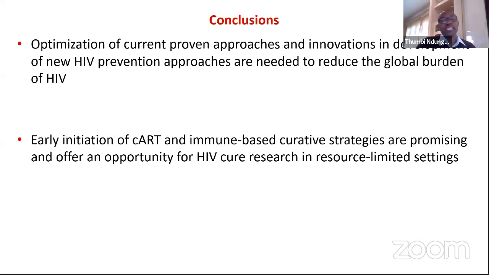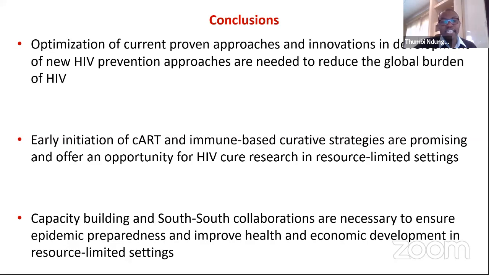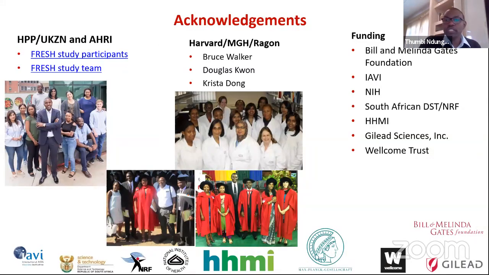So just to conclude, I would like to say that optimization of current proven approaches for HIV prevention, as well as innovations to develop new approaches such as vaccines, is needed because the global burden of HIV remains extremely high. I think we need to be looking at new opportunities for HIV cure or achieving long-term remission of HIV, particularly immune-based approaches in resource-limited settings. And then, like I said, there is a tremendous opportunity, I think, for capacity building and South-South collaborations. And these are absolutely necessary both for epidemic preparedness, but also to improve the health and economic development in resource-poor settings.